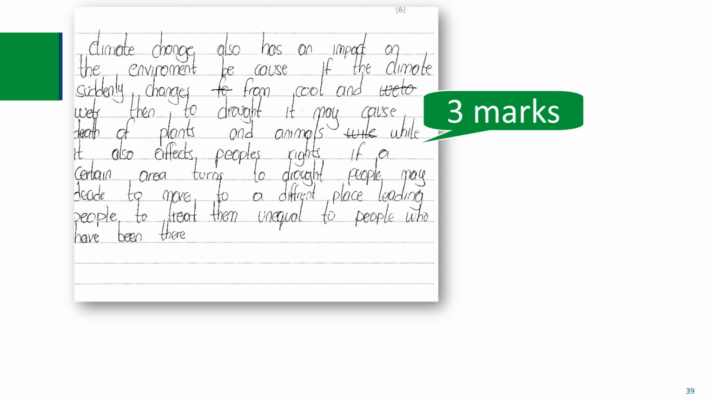This student continues, it also affects people's rights. If a certain area turns to drought, people may decide to move to a different place, leading people to treat them unequally. That's actually quite a sophisticated statement because it contains several logical connections in a chain of causal thinking. The idea that if the climate changes, there is a drought, and so people may have to move, and on arriving in a different place, they may find that they're not treated equally, with the clear inference there that their human rights are affected. It's that, more than anything, that lifts this into the middle band, because that is quite a sophisticated, if short, chain of reasoning that's been used there.